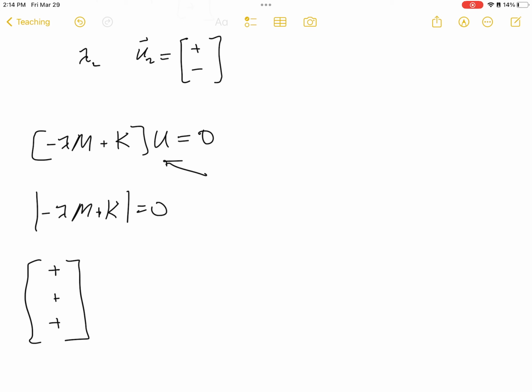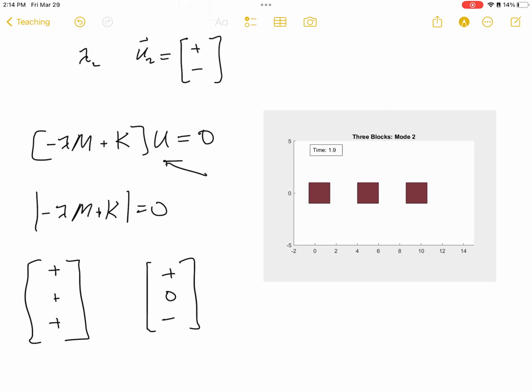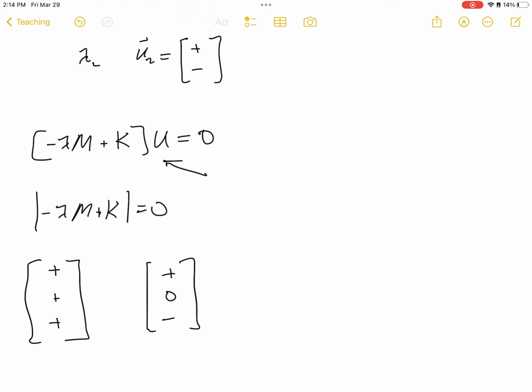For the second eigenvalue, it's going to be an intermediate frequency, the next smallest eigenvalue. The eigenvectors are going to be plus, 0, and minus. So you can see that when one of those masses on the outside is moving in the positive direction, the one on the far other side is moving in the negative direction, but the mass in the middle doesn't move at all. And when this happens, it happens at the particular frequency given by the eigenvalue.